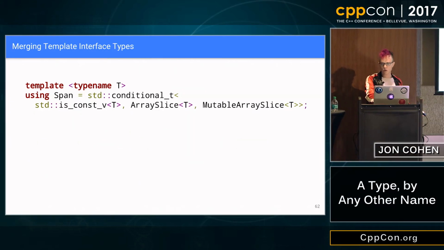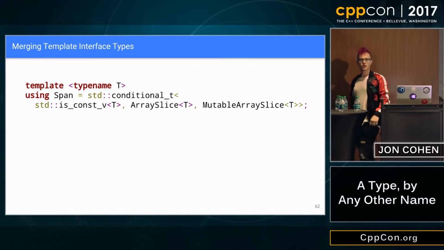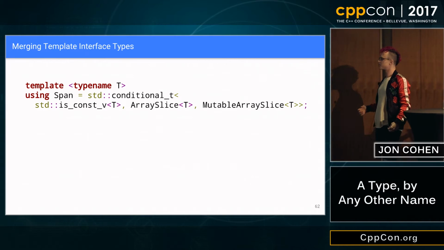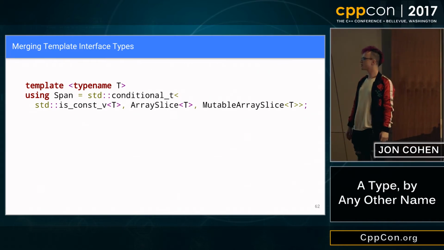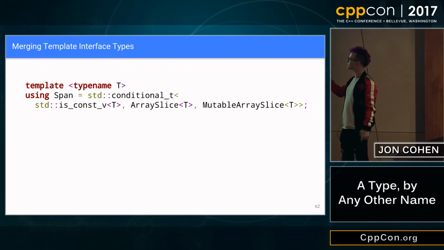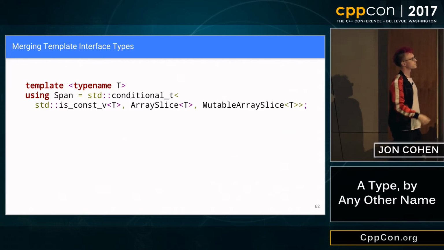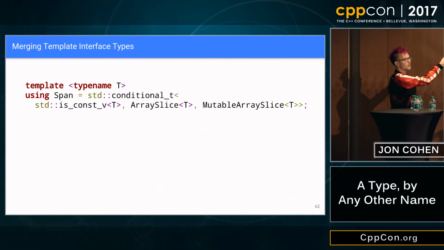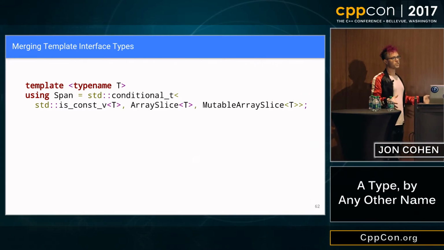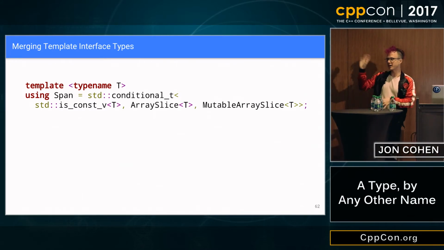So there's kind of a tool for this that I tried. You could try doing this alias. For those who don't know, std::conditional is like a ternary operator for types. It takes a compile-time bool and two types. If the bool is true, it's the first type. If the bool is false, it's the second type. So this kind of accomplishes what we're looking for. It's nice that we don't have to rewrite any implementation.